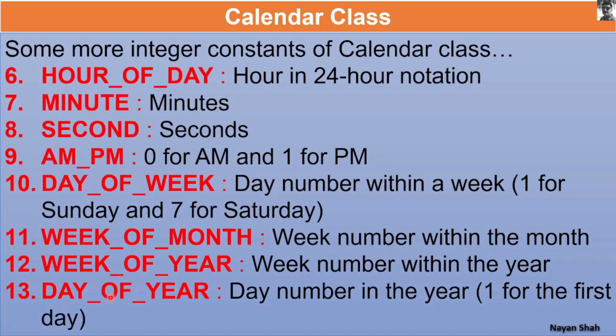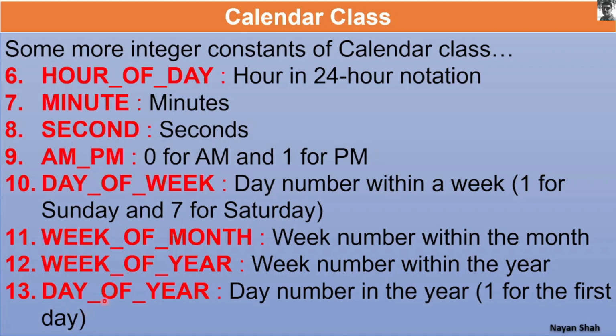Then the last is DAY_OF_YEAR. It gives you the day number in the year, 1 for the first day. So if I say today's date is 10th February 2022, what will be the value of DAY_OF_YEAR? The value of DAY_OF_YEAR would be 41, because 31 days of January plus 10 days of February. So if today's date is 10th February, the day of year would be 41.